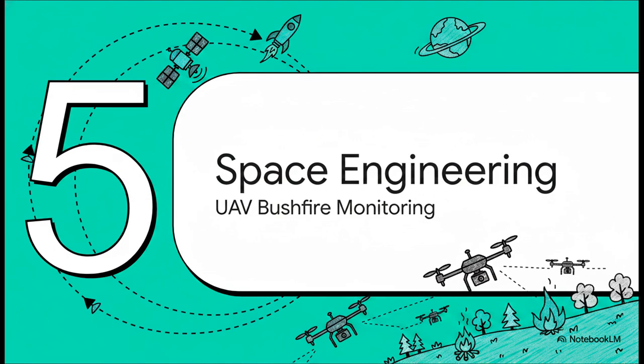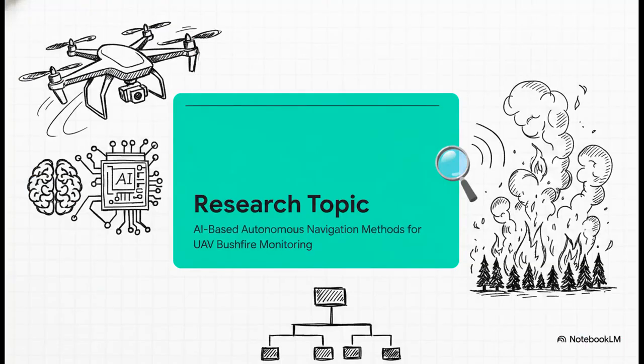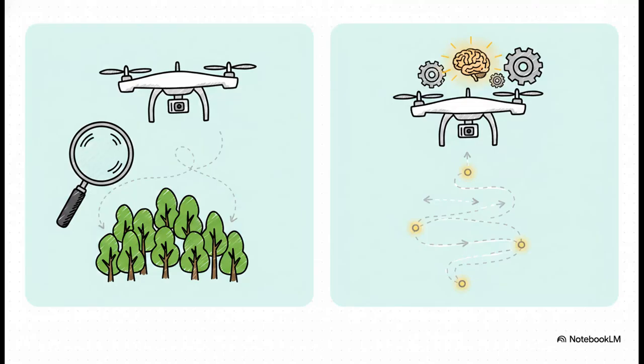All right, let's ground this in reality with Section 5, Space Engineering in Action. To make these abstract concepts perfectly clear, let's see how both paper types handled the exact same research topic. Imagine you're researching how unmanned aerial vehicles, drones, use artificial intelligence to navigate autonomously and monitor bushfires. Just look at how the titles change here. The literature review would be something like a survey of AI-based autonomous navigation methods. Here, you're just comparing existing SLAM methods and sensor fusion techniques without inventing a single thing.